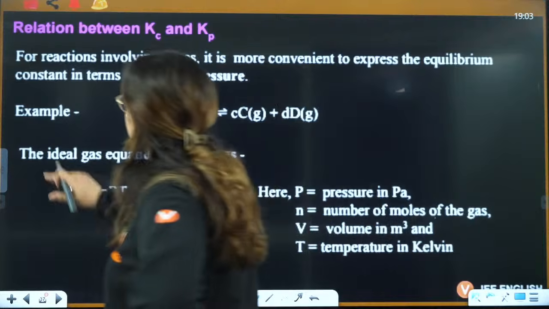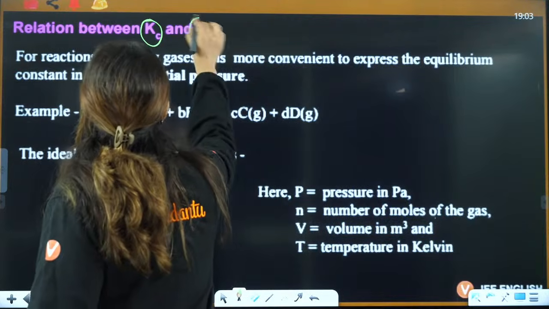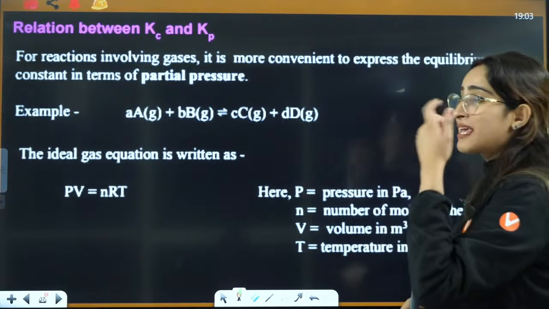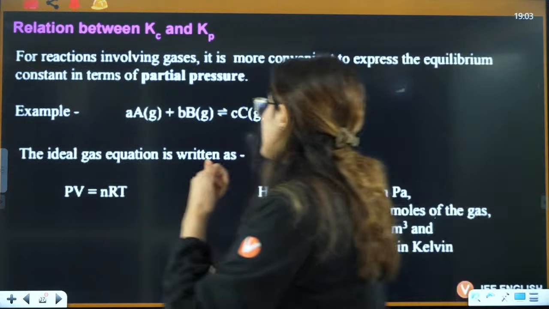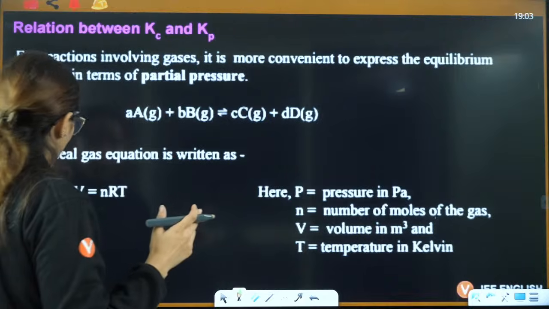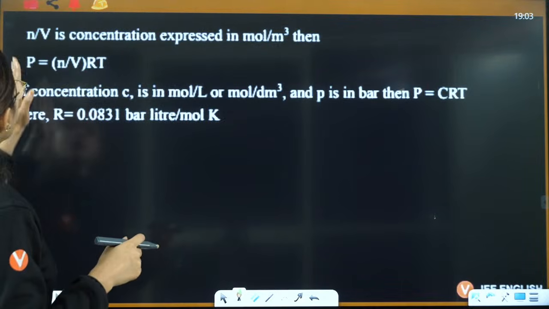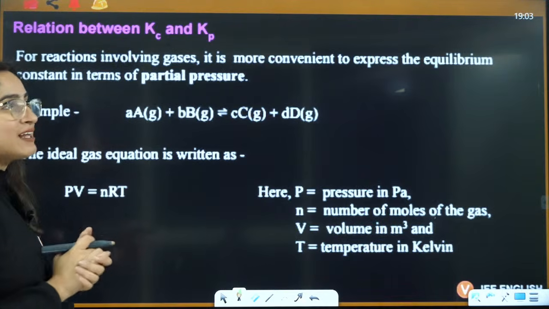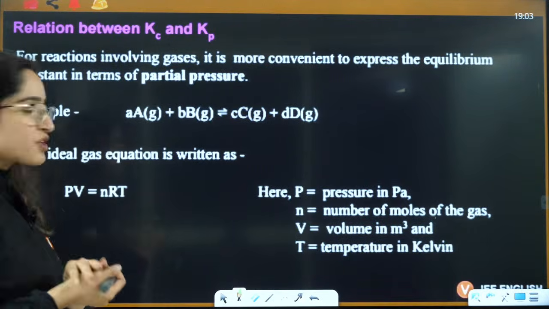Okay. So, relation between Kc and Kp. Let's see what is Kc. First, I'll write down what is Kc, and then I'll write down Kp. Then we will see how to interconvert these two things. So first I want to define how concentration and partial pressure are related.